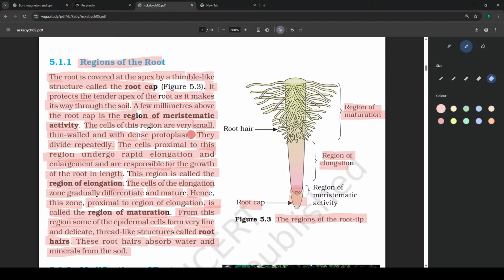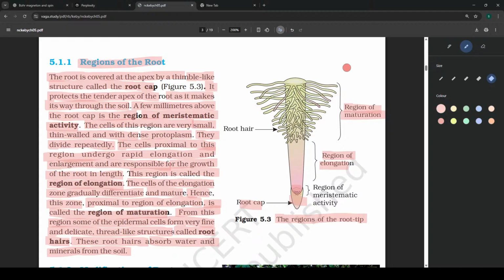The cells of this region are very small. The characteristics of the meristematic cells are: first point, they are small. Second point, they have dense cytoplasm, nutrient rich. And they are thin walled. They divide rapidly. These are the main characteristics of the cells of the region of meristematic activity.